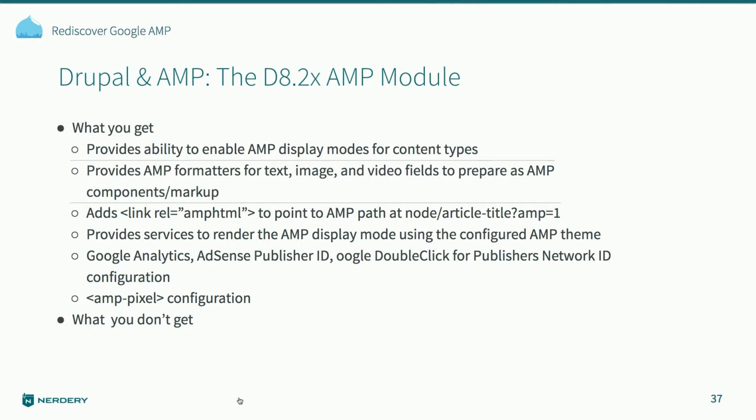And then what else does it do? It provides some other configuration for analytics, publisher, double-click, other things that I imagine if I was partnering with Google that they would want in there to make it easier for setup. And what you don't get, again, is many of the other AMP components. Remember that previous slide? There's dozens of AMP components. You don't get any of that goodness right now. And you don't get the AMP sidebar, as I mentioned previously.